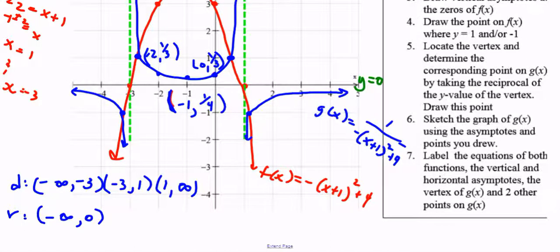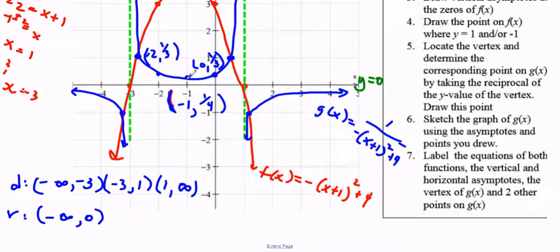Can't go to 0. And then can we have a y value between 0 and this y value? Is there blue graph between here and here? No. So our range is going to start at the y value of the vertex. And the question is, do we include that value? And the answer is yes, right?